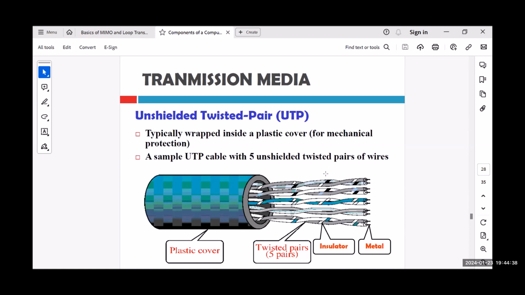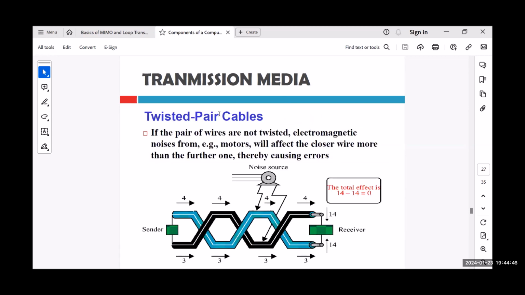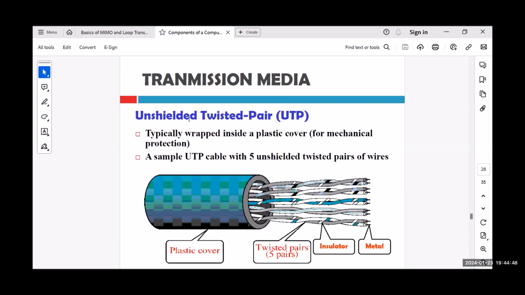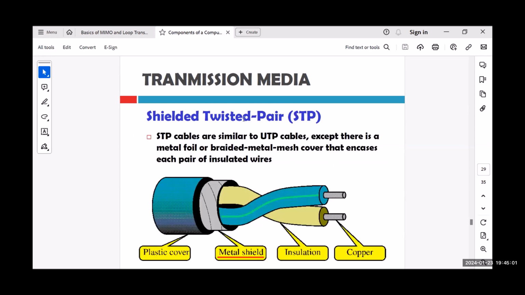This is the unshielded twisted pair, right? So that was a twisted pair. This is also a twisted pair, but unshielded, where there is a wrapping for the mechanical protection, and then we have twisted pairs inside, and 5 of these can be seen over here.